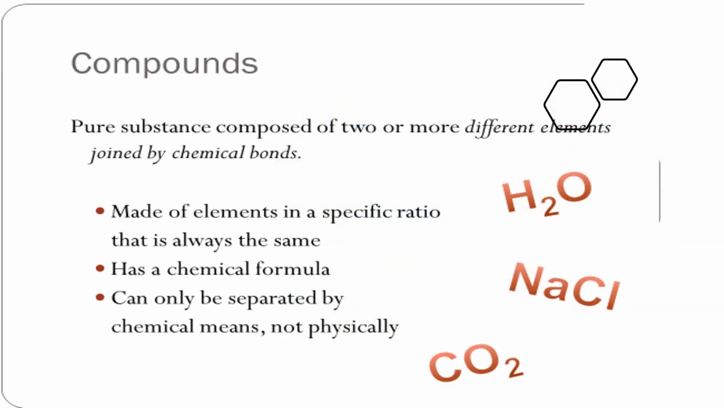And the compound. So, earlier we had the element, and the other one is the compound. A compound is a pure substance composed of two or more different elements joined by chemical bonds. Compounds are made of elements in a specific ratio that is always the same, have a chemical formula, and can only be separated by chemical means, not physically. Examples are H2O, sodium chloride, and carbon dioxide.